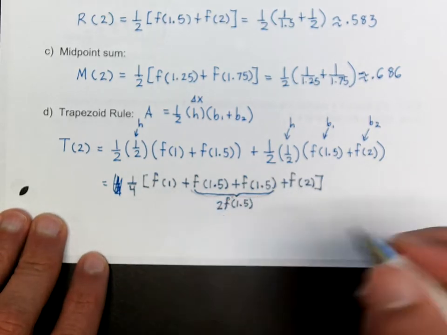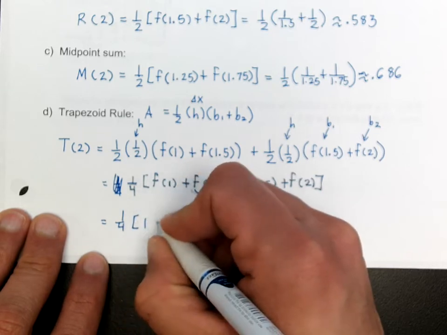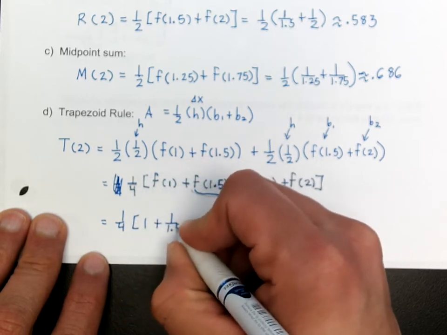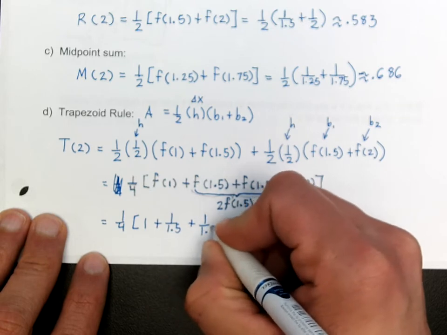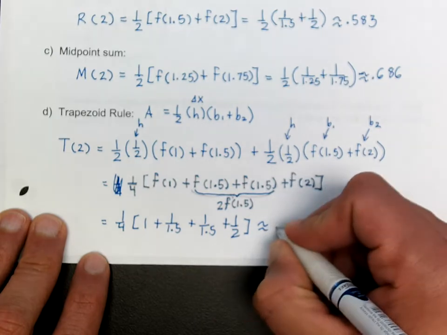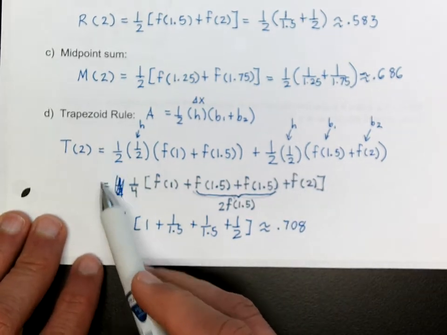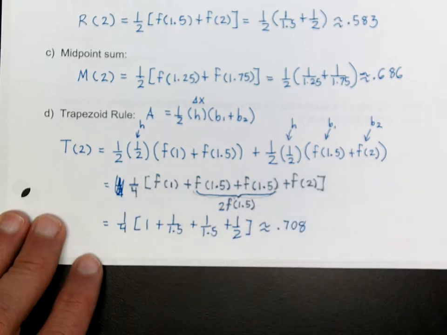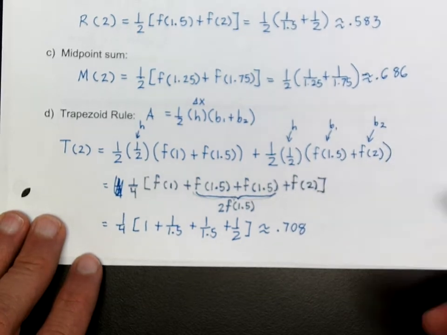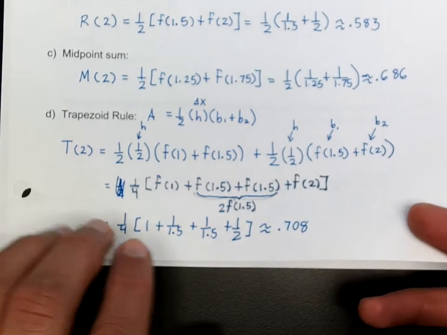So if we do all the math, this is 1/4 of 1 plus 1 over 1.5 plus 1 over 1.5 plus 1 over 2. And that will give you approximately 0.708. So really the only new thing we're learning here is the trapezoid rule, whose formula happens to be very similar to this. Actually, it's the same formula. So now I'm going to show you the formula for the trapezoid rule. Hopefully you understand where we got this from. If you understand where it comes from, it's a lot easier to use. So let's take a look at the formula.